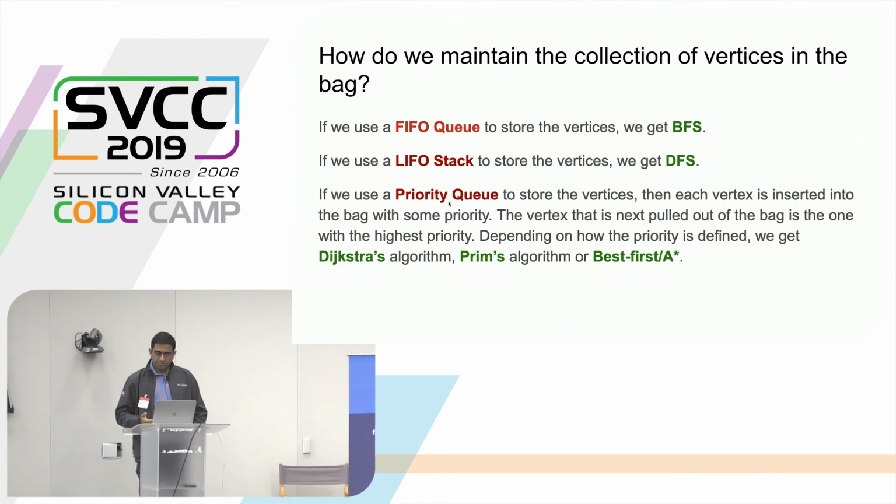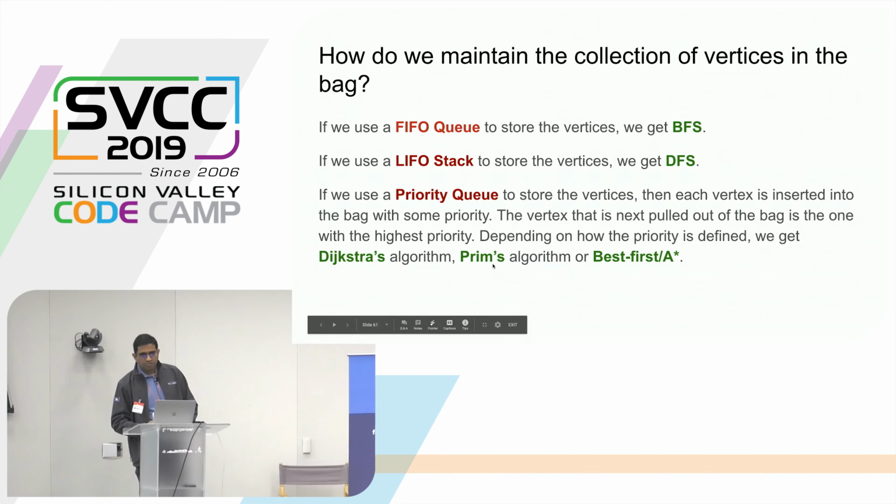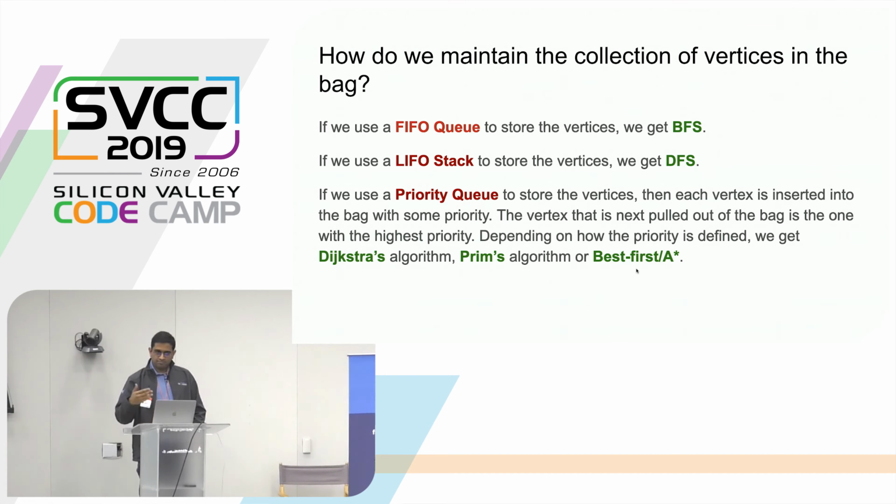If we use a priority queue to maintain the collection of vertices, then each vertex is going to be inserted into that collection with some priority value. And the next vertex that's going to be pulled out from the bag is going to be the one with the highest value for that priority. And depending on how we define that priority, we get either Dijkstra's algorithm for computing shortest paths in a weighted graph, or Prim's algorithm for computing the minimum spanning tree in an undirected graph, or the best first or A star algorithm, again for computing shortest paths.